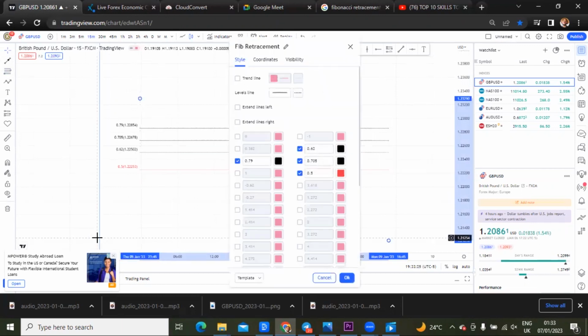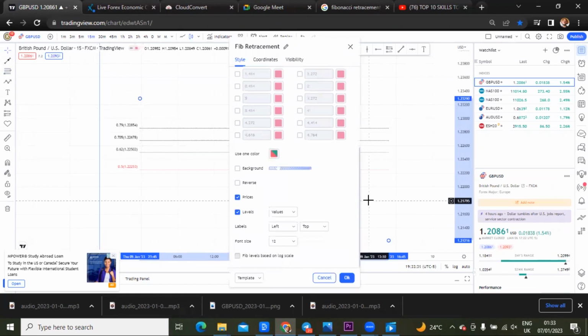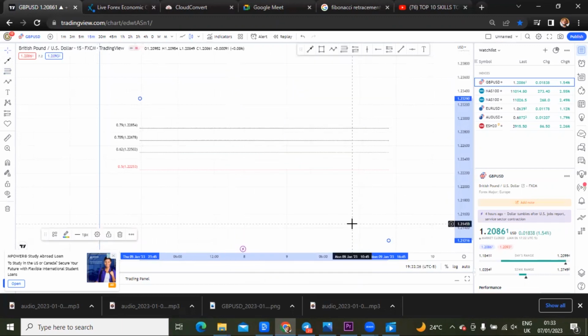So here we go. These are my settings. Do a screenshot, and then do another screenshot. I just slide it down. Okay. So let's get straight to it.